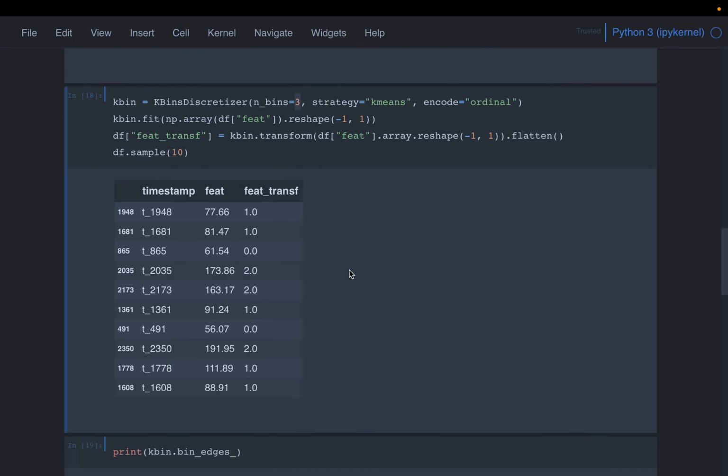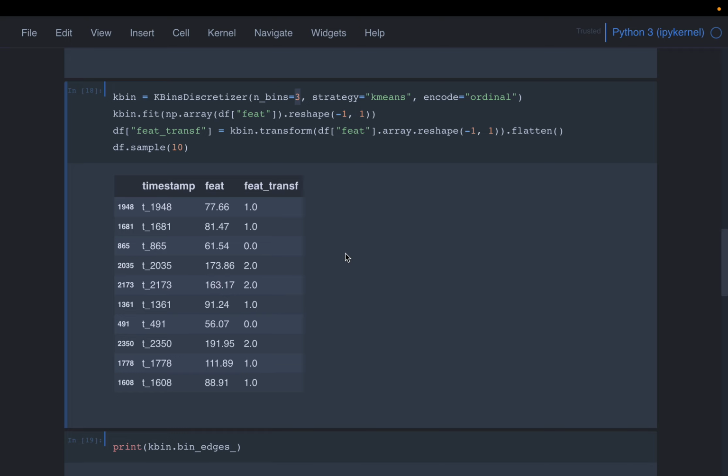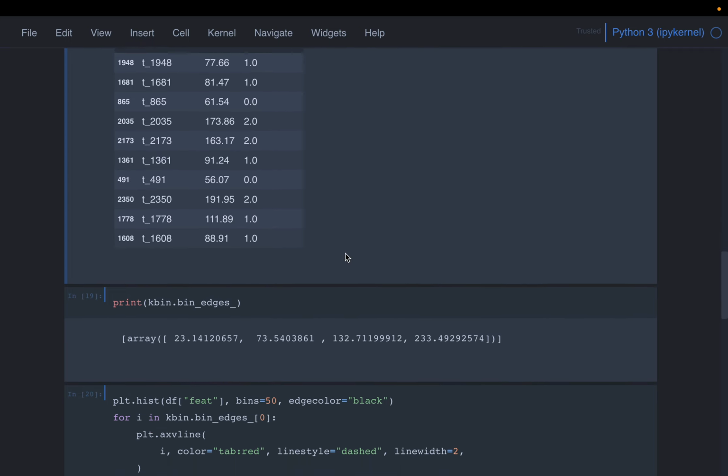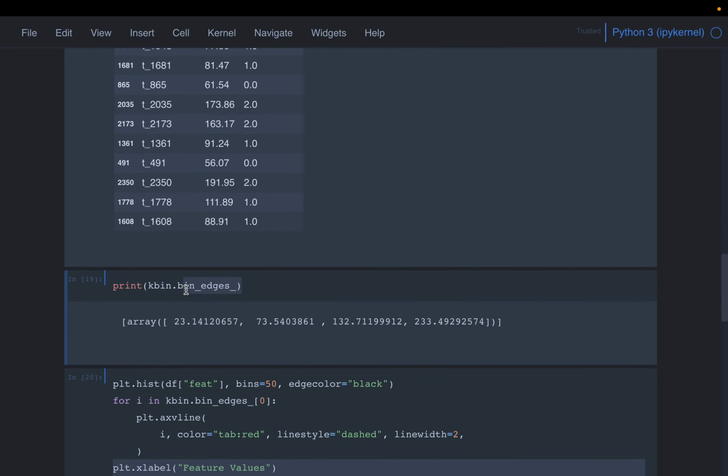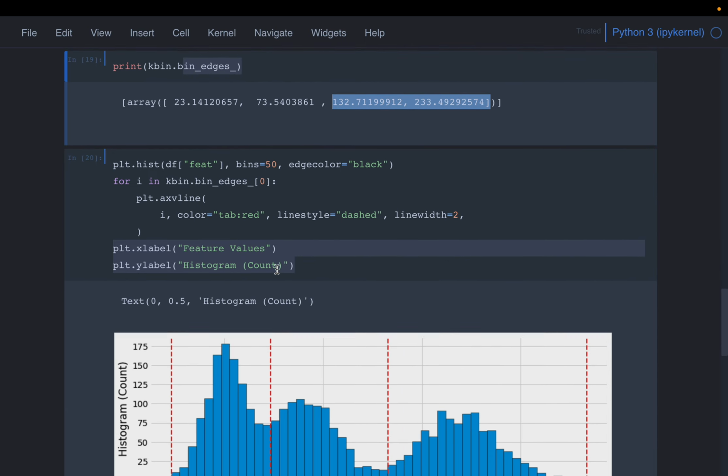Now let's look at how the data is divided into 3 bins, right? So these are the bin edges. The first bin values lie between 23 and 73. The second bin values lie between 73 and 132. And the third bin values lie between 132 and 233. Okay, so we are doing some plotting.